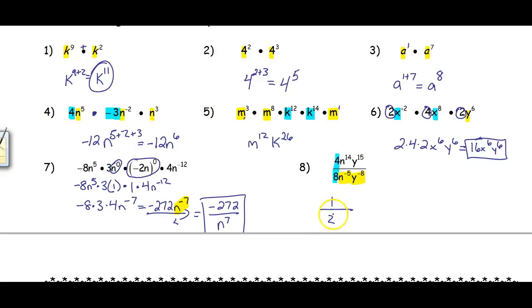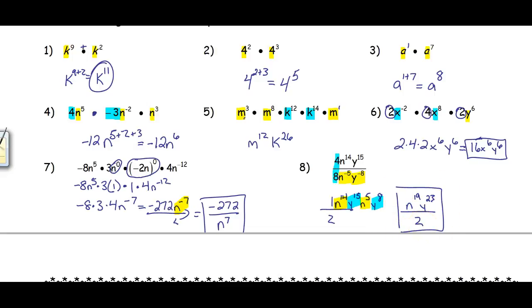So 1/2, you have n to the 14th, y to the 15th, n to the 5th, and y to the 8th. So now go ahead and simplify n to the 14th, n to the 5th. Our terms you're going to combine and add your exponents. Okay, so you have n to the 19th, y to the 23rd over 2.